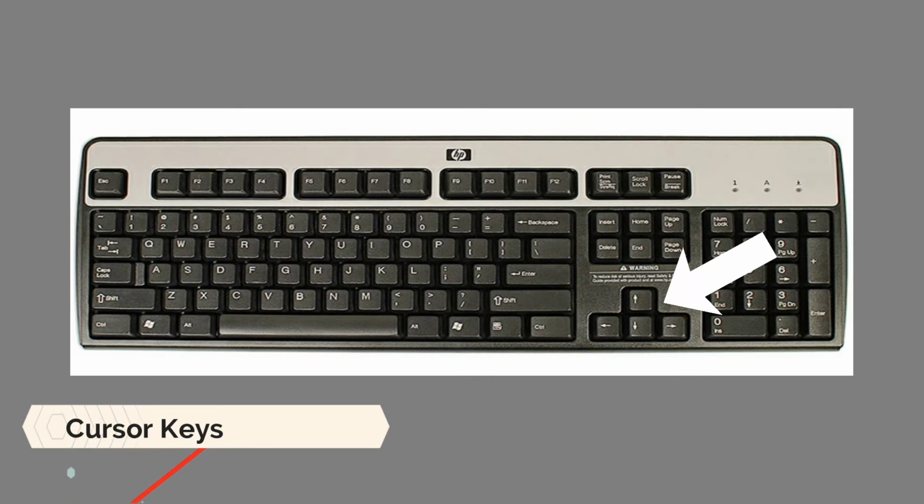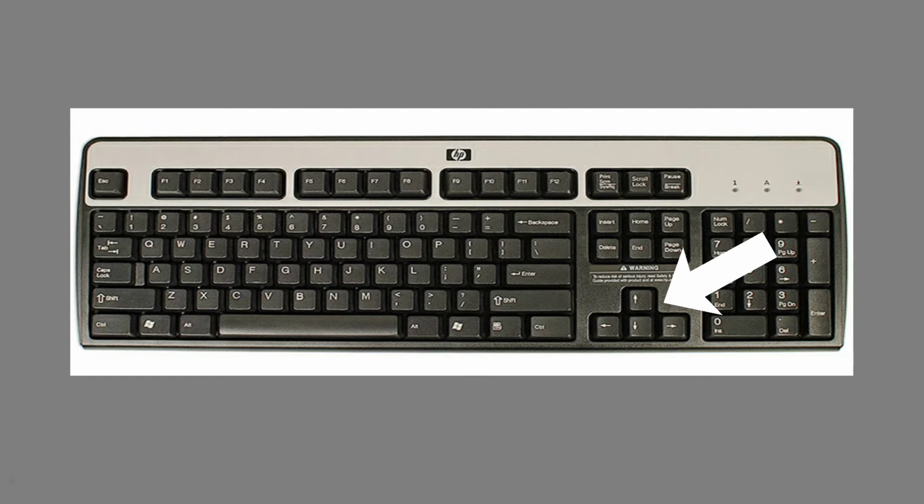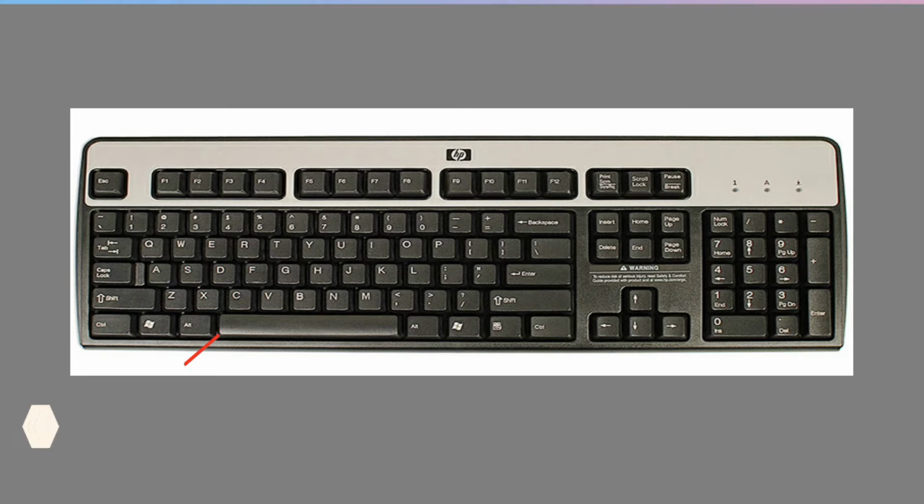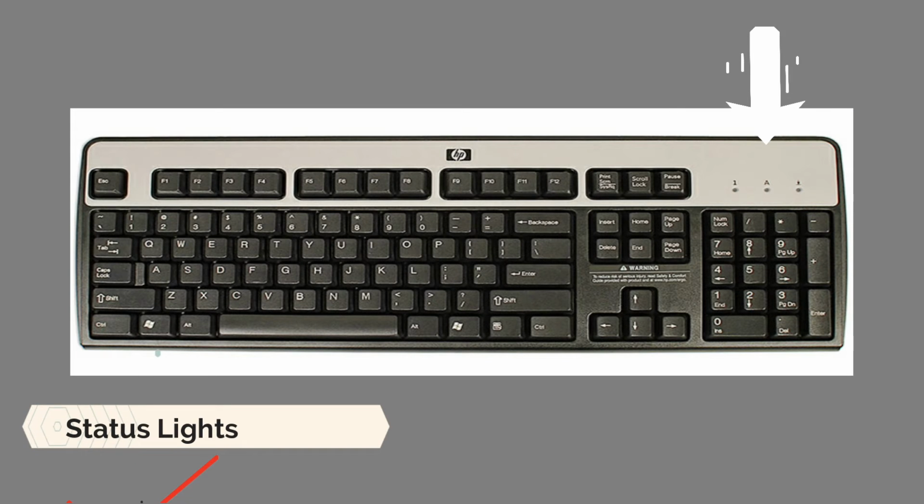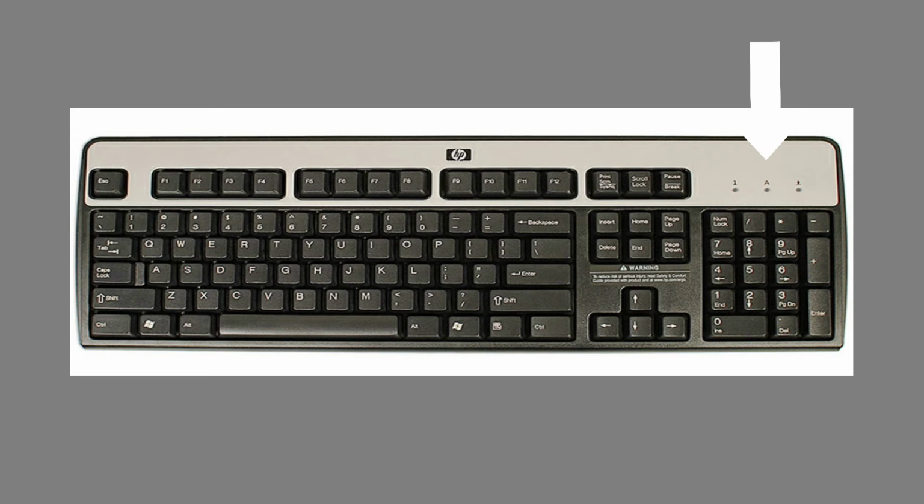Cursor keys are the arrows that are used to change the location or movement of the cursor on the screen. You can use the up, down, left, and right arrows to move the cursor easily. The status lights located on the upper part of the numeric keys tell us if the key is activated, such as numlock, caps lock, and scroll lock.